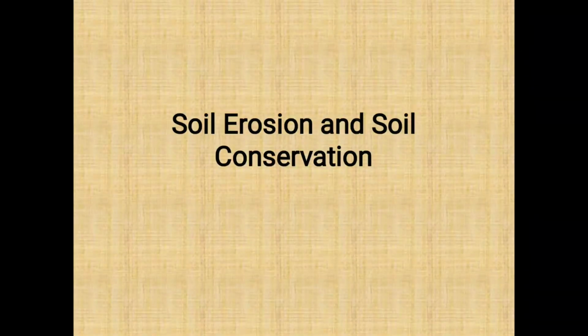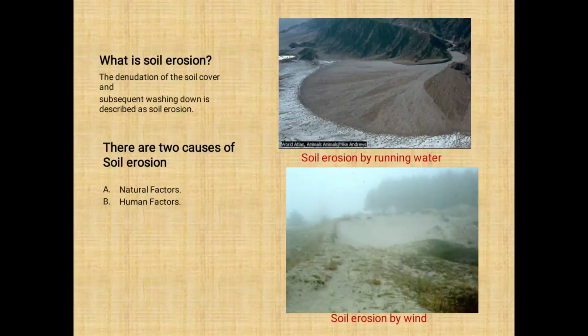In Unit 1, Soil and Water Conservation Engineering also deals with soil erosion and soil conservation practices. What is soil erosion? Denudation of soil cover and subsequent washing down is described as soil erosion, as we know. This is caused by two types. First one, natural factor, second one, human factor.